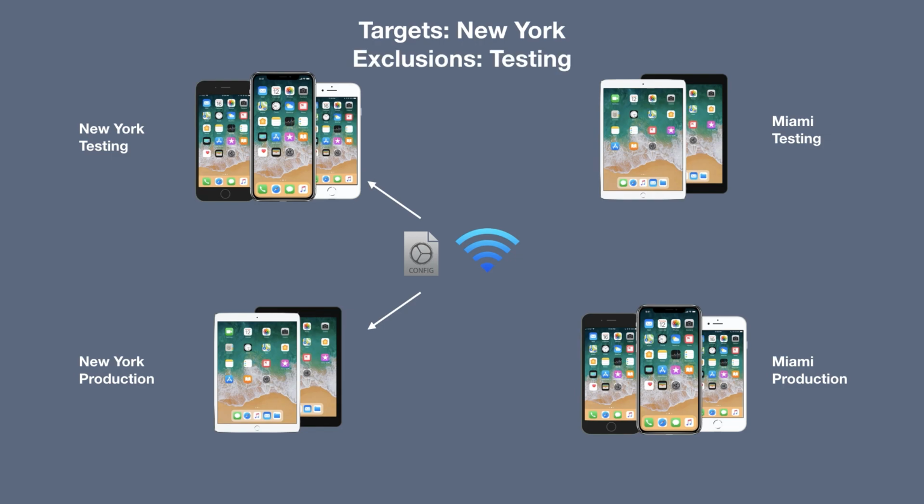Perhaps we don't want test devices automatically connecting to that network. Excluding them will leave only a few devices in scope, those in New York who do not belong to the test device group. Let's look at another example.